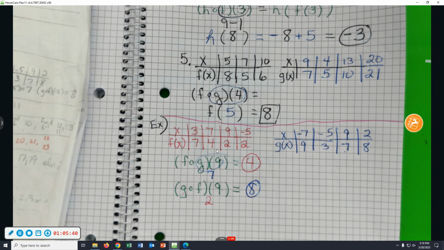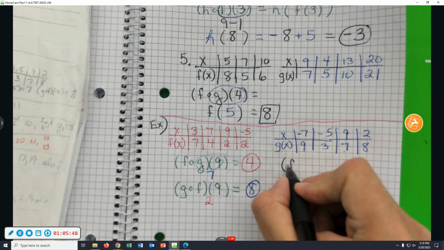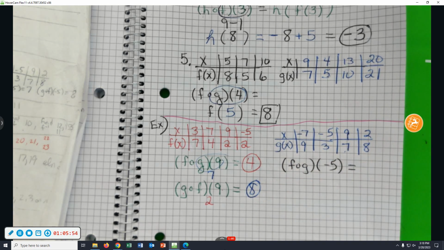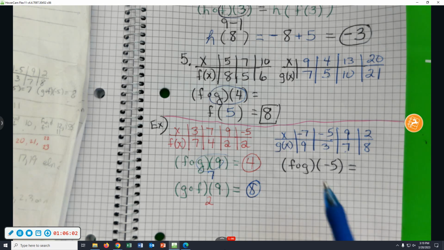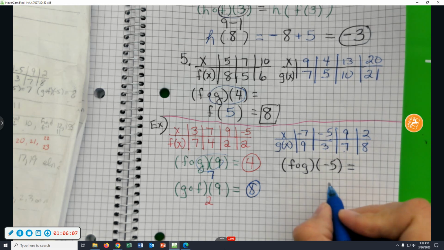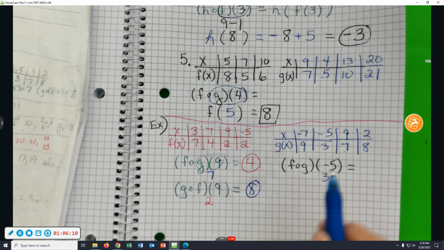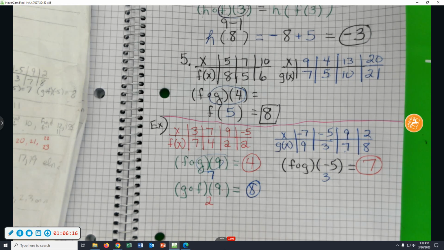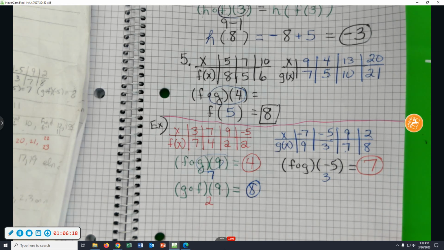Should we do one more of those? How about one more? F of G of negative 5. Which table are we going to use first, F or G? G of negative 5 is 3. F of 3 is 7. I heard 7 right off, and that's right. Any questions there?